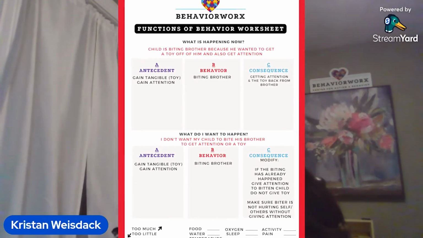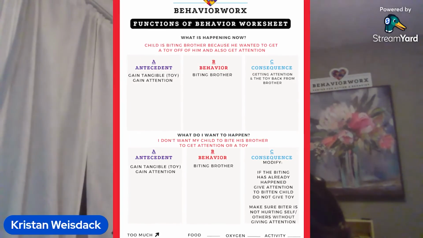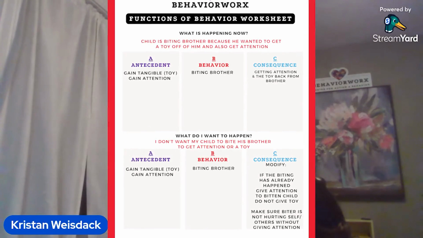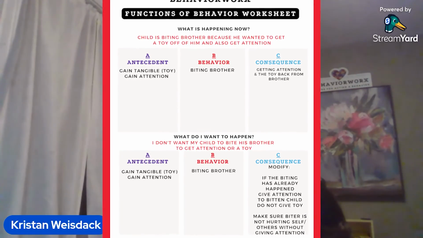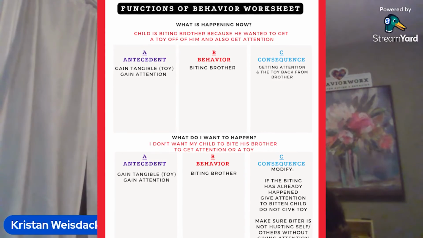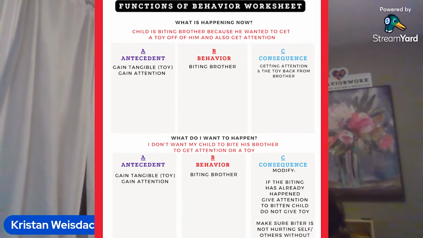Now, just as a recap, we talked about biting this week and how to make sure that the attention is given to the person that got bitten and not the person that did the biting, making sure they're not getting that toy that they were trying to get by biting that other person, and make sure that it's not meeting that need, right? And we always want to try to teach replacement skills as well. What's another way that I can get something from someone else? Or teaching the skill of making different choices, right?